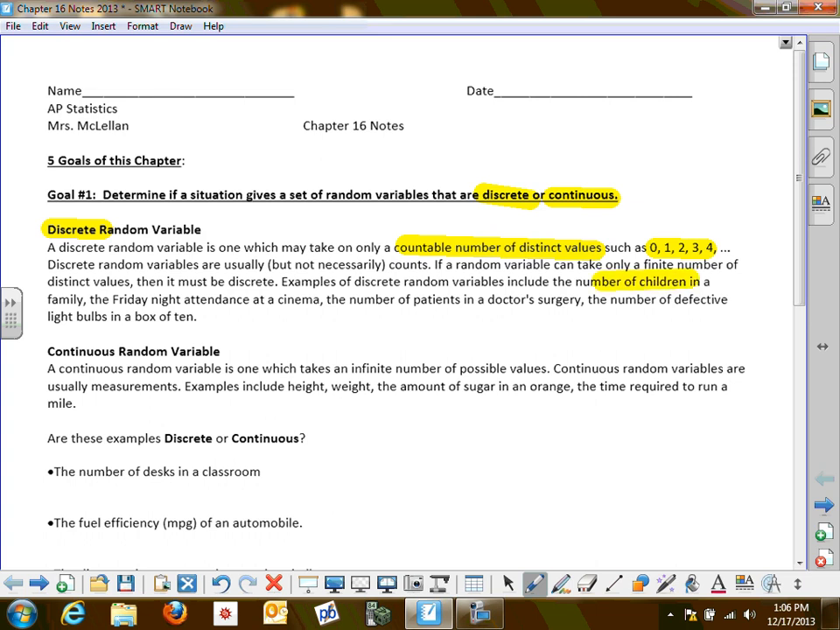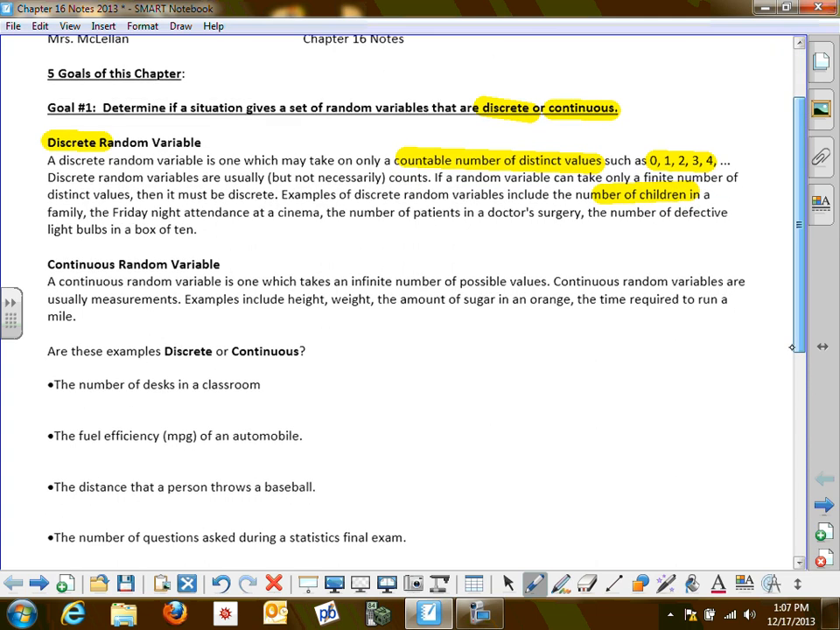Say the number of children in a family. That's a variable, that's an unknown, but from family to family, that's going to be a discrete, countable amount. All right, so that's an example of discrete.